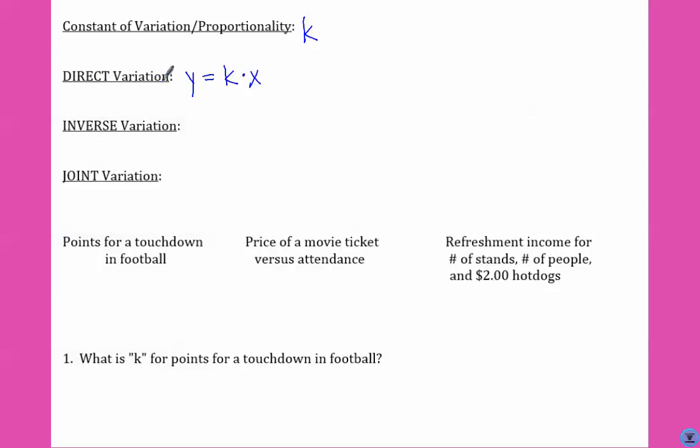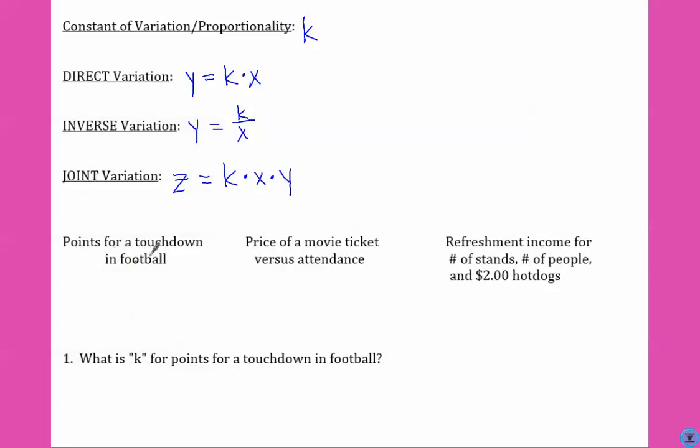If direct variation has multiplication, what should inverse variation have? It's going to have division. And then joint variation means we have more than one variable going on. So it's going to be y equals, or sorry, we're not going to use y for that one. We're going to use z equals k times x times y. And joint variation could keep going on.